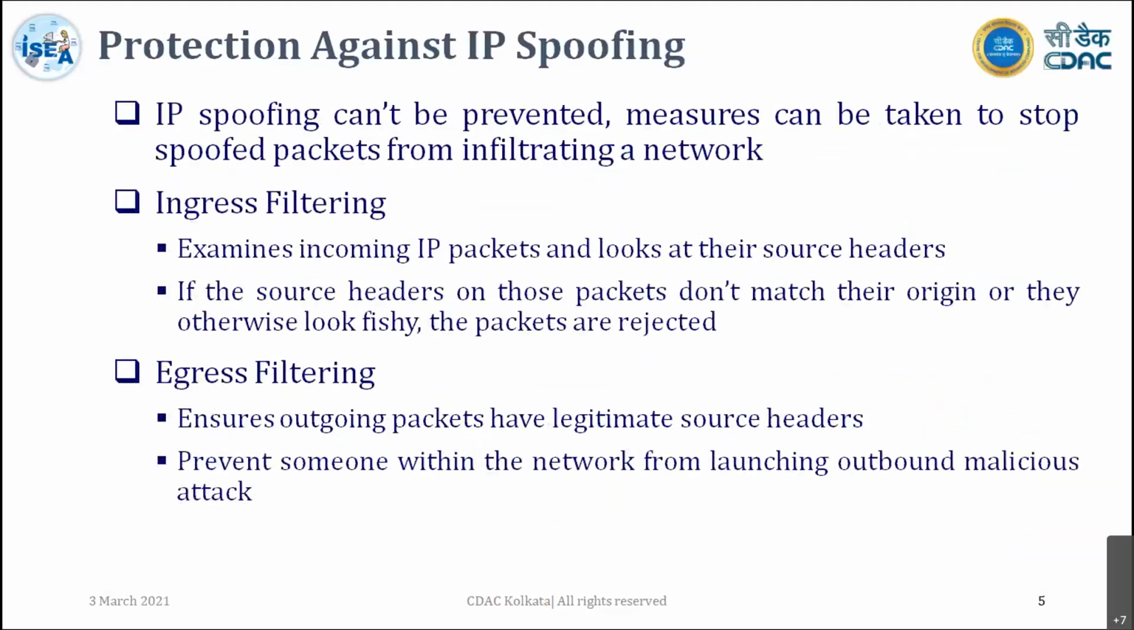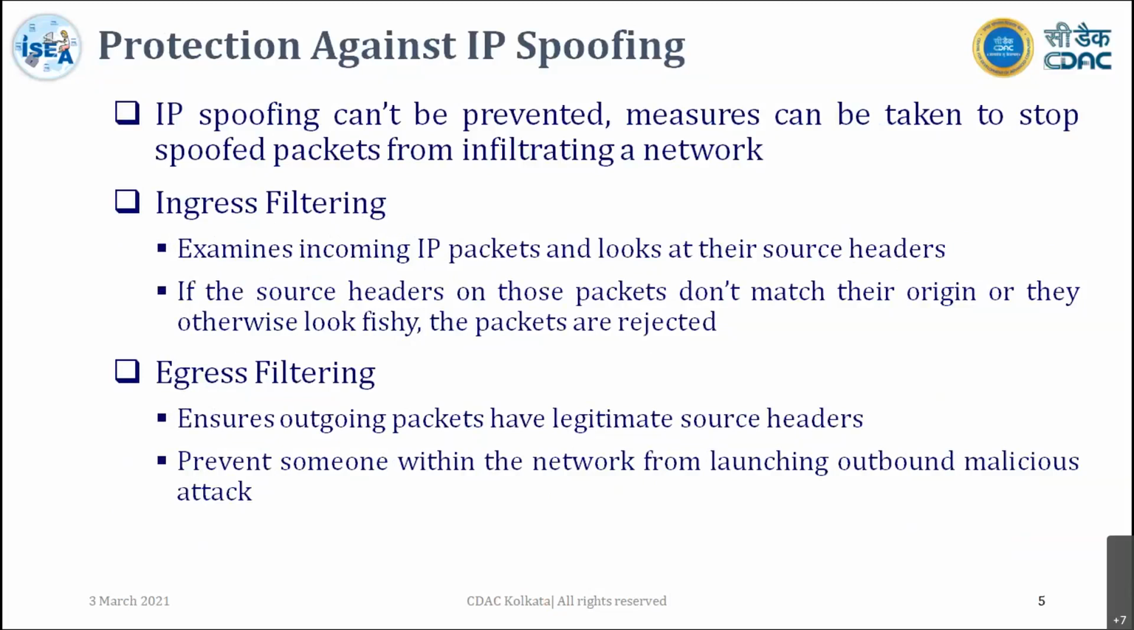Now, what are the protections against IP spoofing? I mean, how can we be safe from that? One, obviously, is packet filtering. While IP spoofing cannot be fully prevented, measures can be taken to stop spoofed packets from infiltrating a network. A very common defense against spoofing is ingress filtering. You can find the outline of ingress filtering in Cisco documentation, basically BCP 38. BCP stands for Best Current Practice. It's available on Google. You can always Google it and download it.